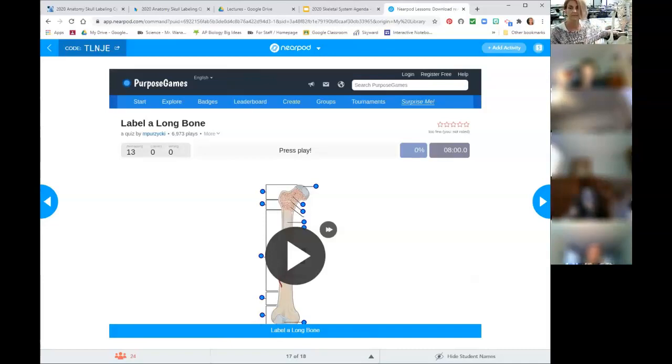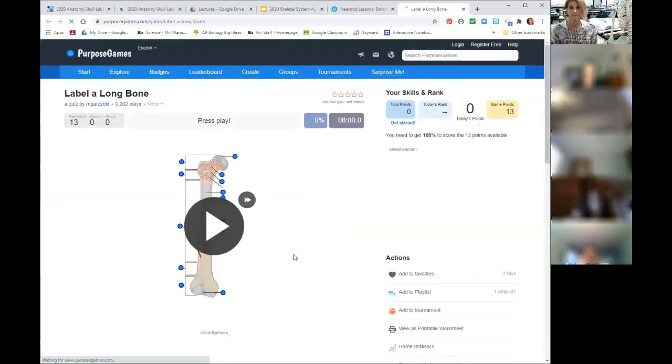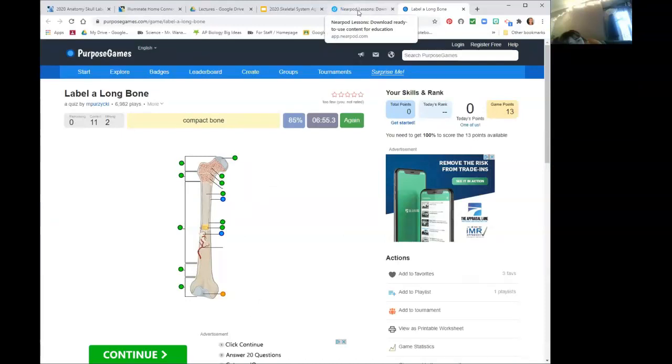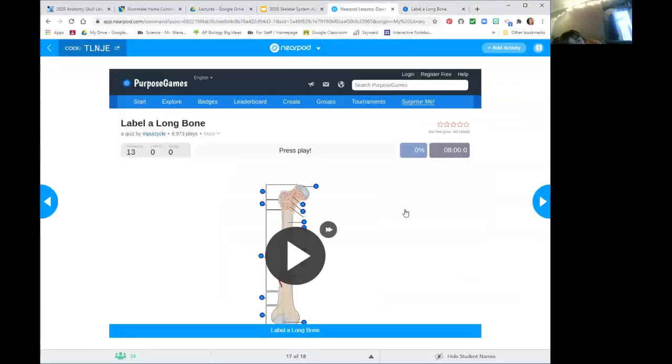So here's a real quick, let's see if we can launch this website and practice the diagram of the long bone. So you can always revisit that site. Anytime we have labeling, you can throw a search in there. You'll find all kinds of examples for that.